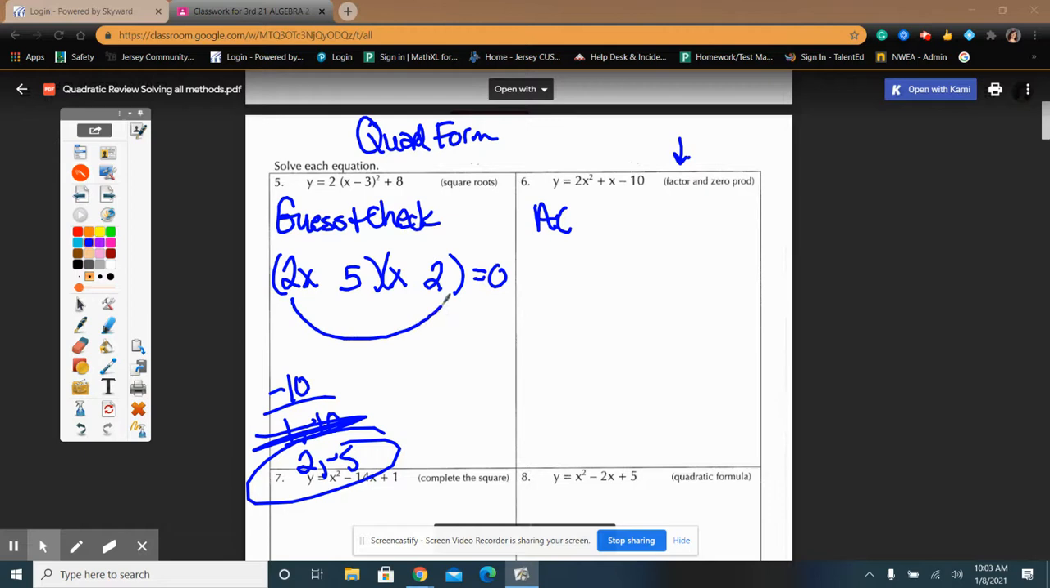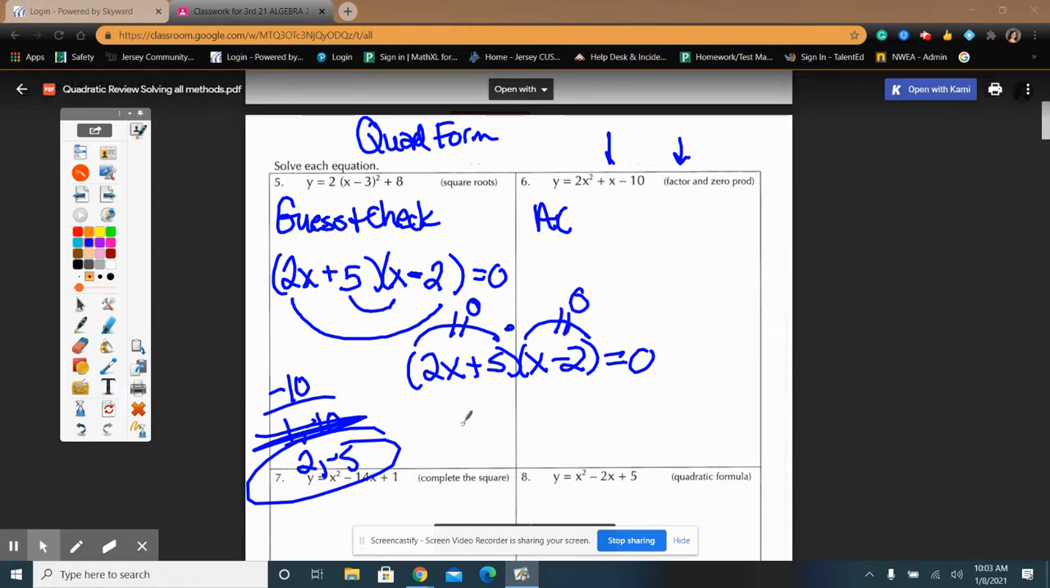Now, I need to look at the outer and the inner to figure out how I can get to positive 1x. I'll need the 5 to be positive, and 2 times 2 is 4 to be negative to get there. Once it's factored, and you have 2x plus 5 times x minus 2 equals 0, we do the zero product property. What does that mean? Well, this is a quantity times the quantity equal to 0. How can I get 0? Well, either this guy has to equal 0 or this guy equals 0.